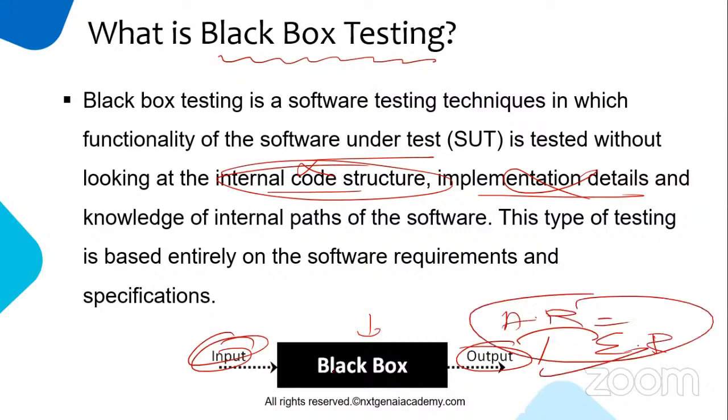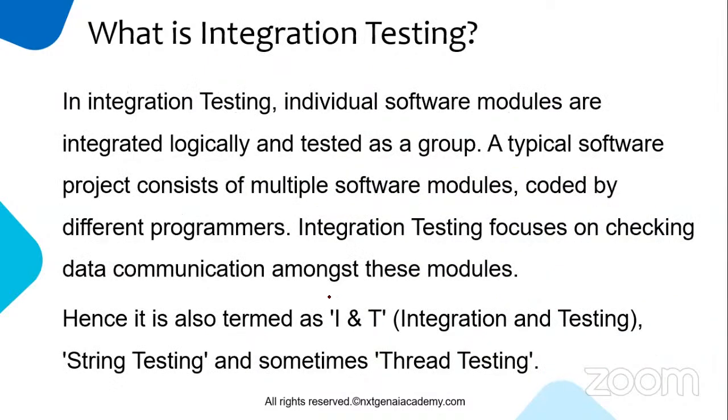If actual and expected are both the same, it is passed. If you do it using an automation script, then we can call it automation testing. So that's called black box testing. Here we have many things.